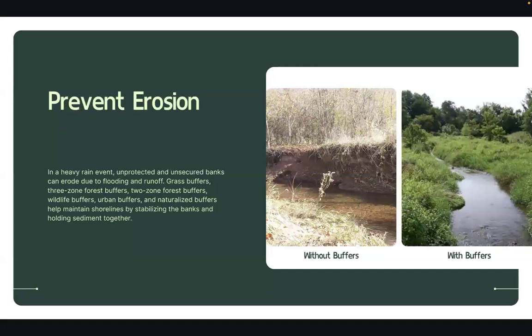If you look at the image on the left, we can see a stream without any buffers. The stream side is dry, the water levels look low, and the grass around the stream is also dry. If we look at the image on the right with some healthy vegetation, we see the opposite. This is just to get you to see how big of a difference these buffers can make. And it also just looks nicer, which is always a plus if the stream is on your property.